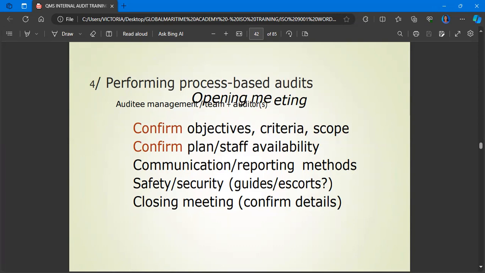You also confirm the staff availability, then communication and reporting methods. Then you also consider if there are emergency security precautions that need to be taken, if there are provisions for guides or escorts. Then you also confirm the closing meeting venue and time and dates. All this is part of what you do during the opening meeting.